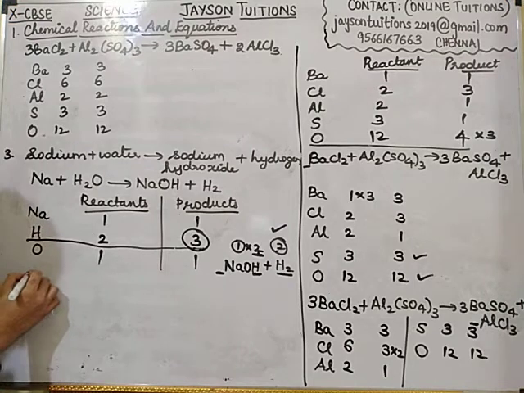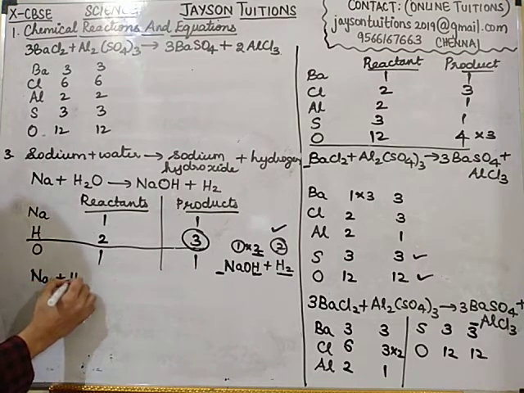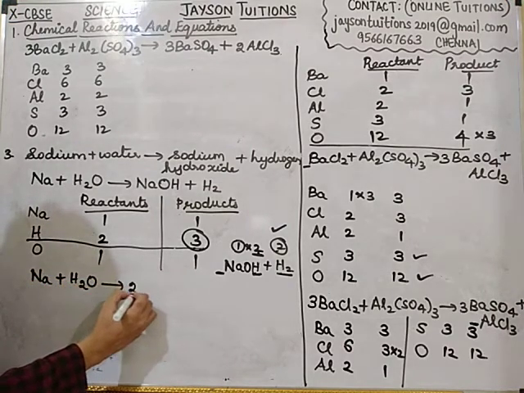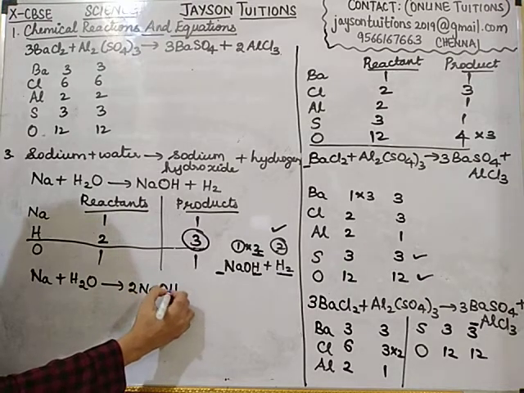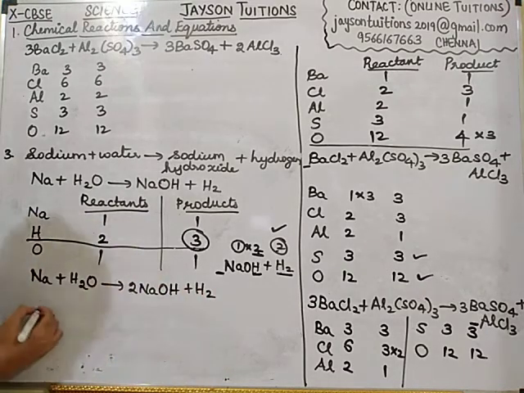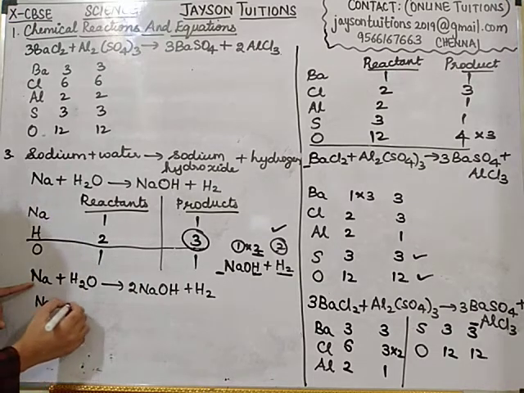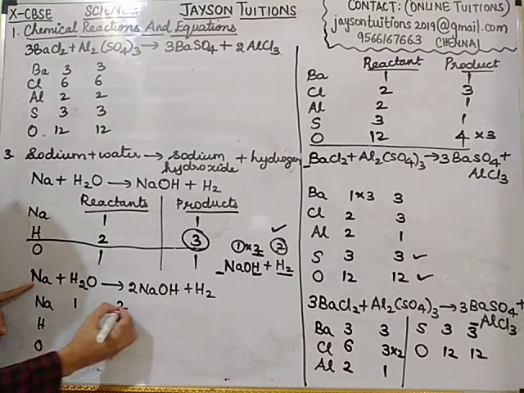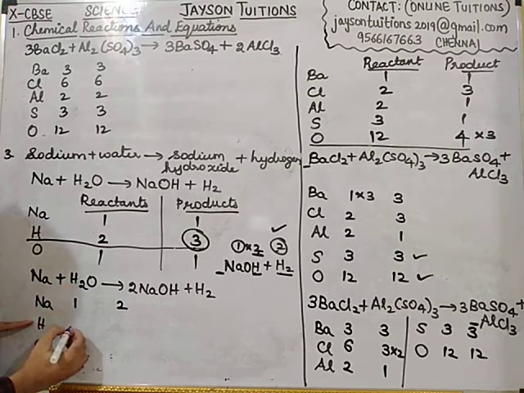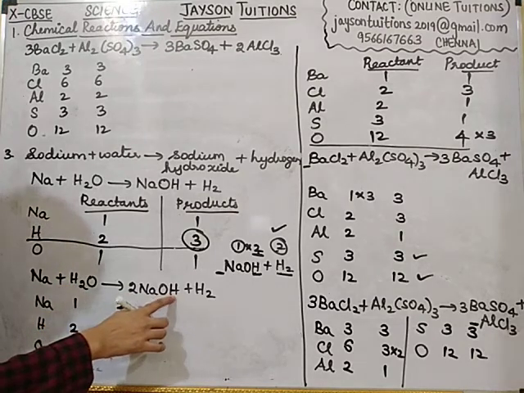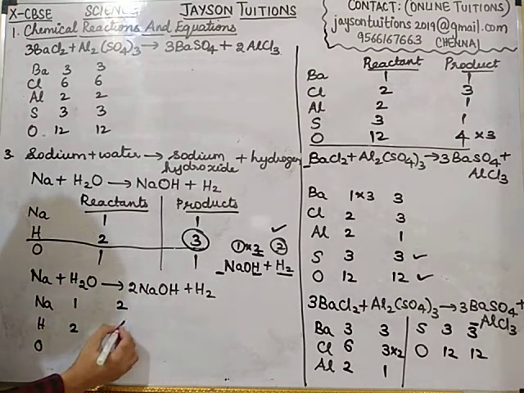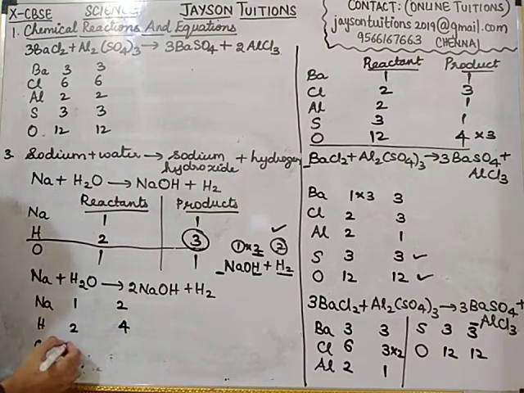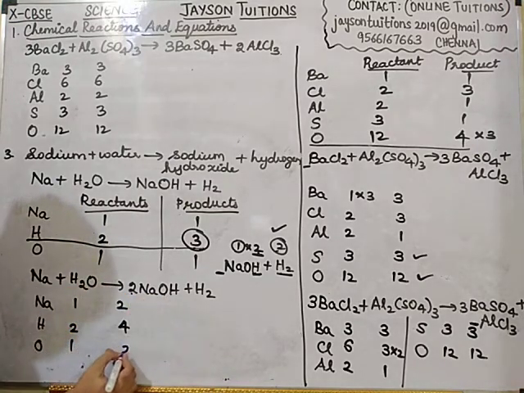So what will I get? Na plus H2O gives 2 NaOH plus H2. So this side 1 Na, this side 2 ones are 2. Hydrogen here it is 2, here 2 ones are 2 plus 2, 4. Okay, oxygen here it is 1, here 2 ones are 2.